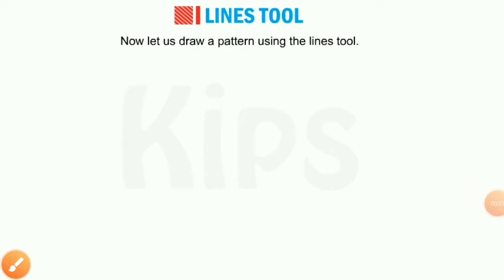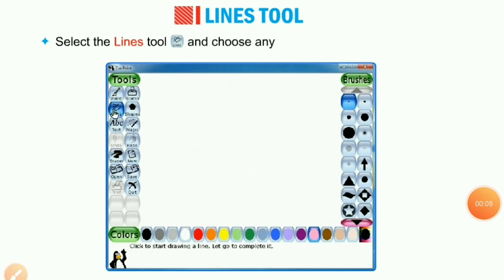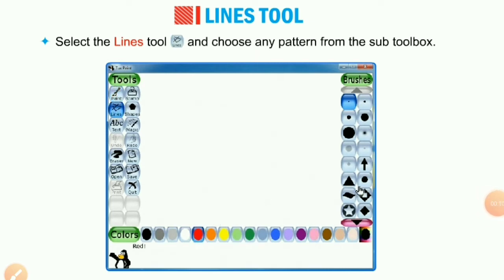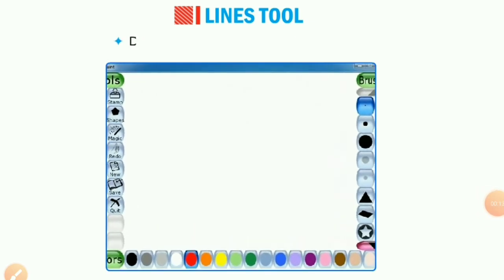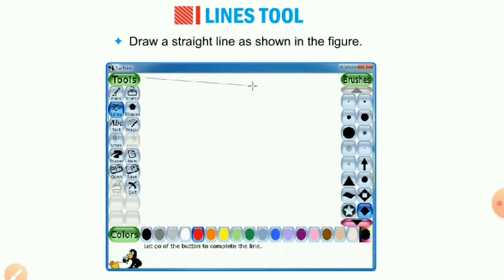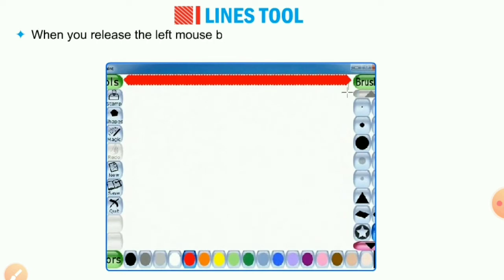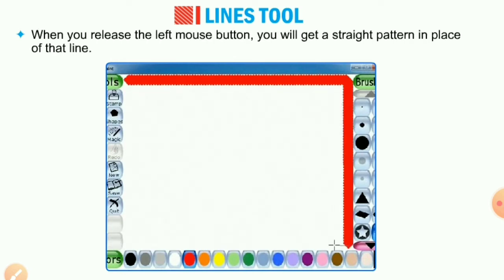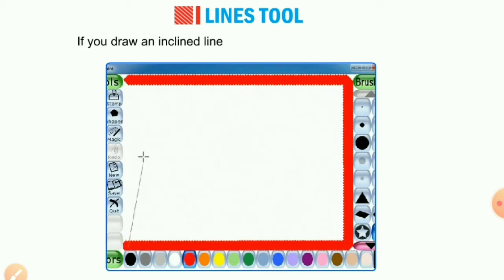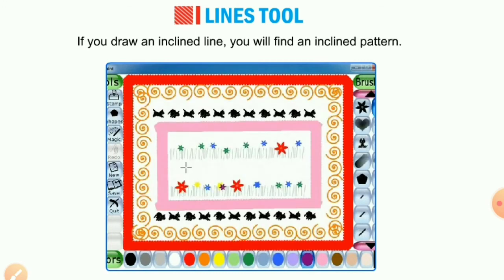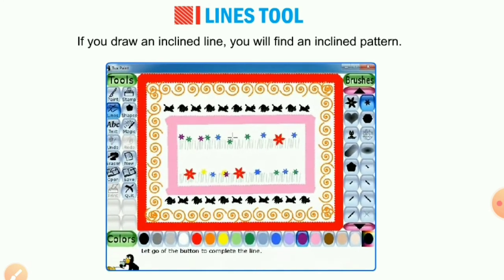Children, now let us draw a pattern using the lines tool. Select the lines tool and choose any pattern from the subtool box. Draw a straight line as shown in the figure. When you release the left mouse button, you will get a straight pattern in place of that line. If you draw an inclined line, you will find an inclined line pattern.